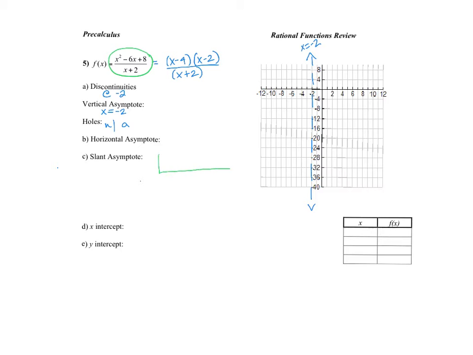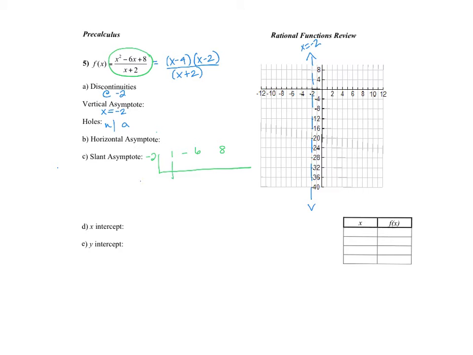When you set this up, we take the coefficients of your numerator. So we have x squared, -6x, and 8. So that's 1, -6, and 8. And we're dividing that by x plus 2. So we're going to divide it by the root, which is -2.